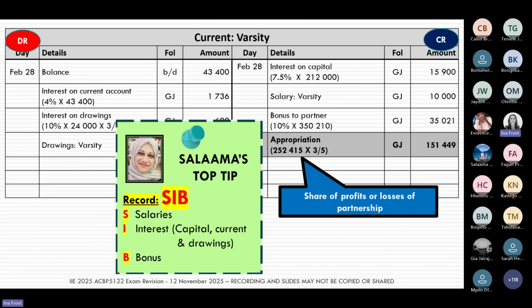And here we've got another top tip from Salama. So Salama, I don't know if you want to jump in here and just explain this to the students.